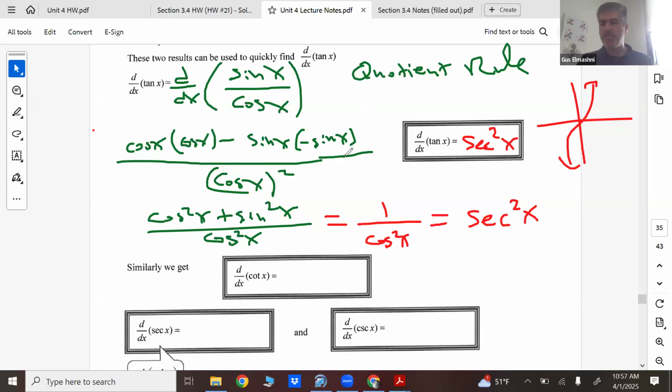I'm not going to go through the formal proofs of these, but they're pretty similar. This will be negative cosecant squared x. This will be secant x tan x. And I'll be honest with you, I have these memorized. If I don't teach this stuff for more than a year, I actually forget.